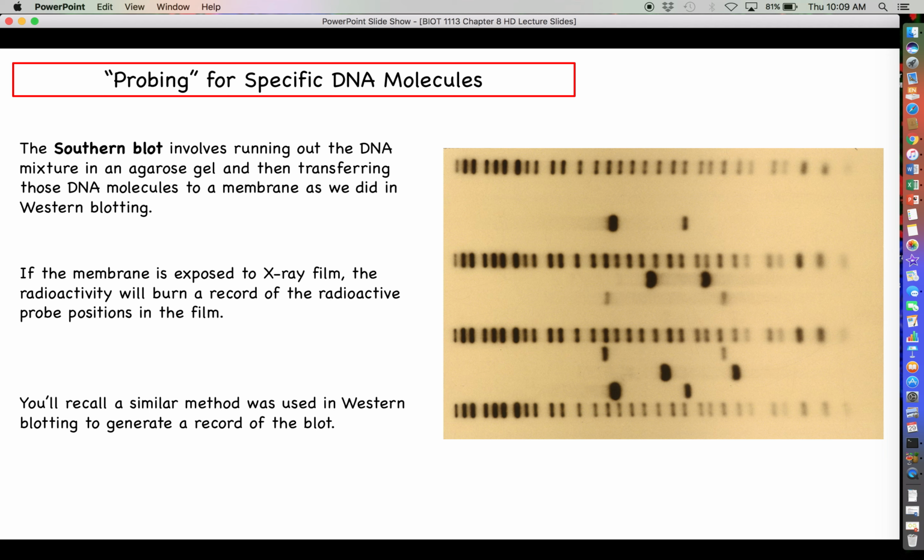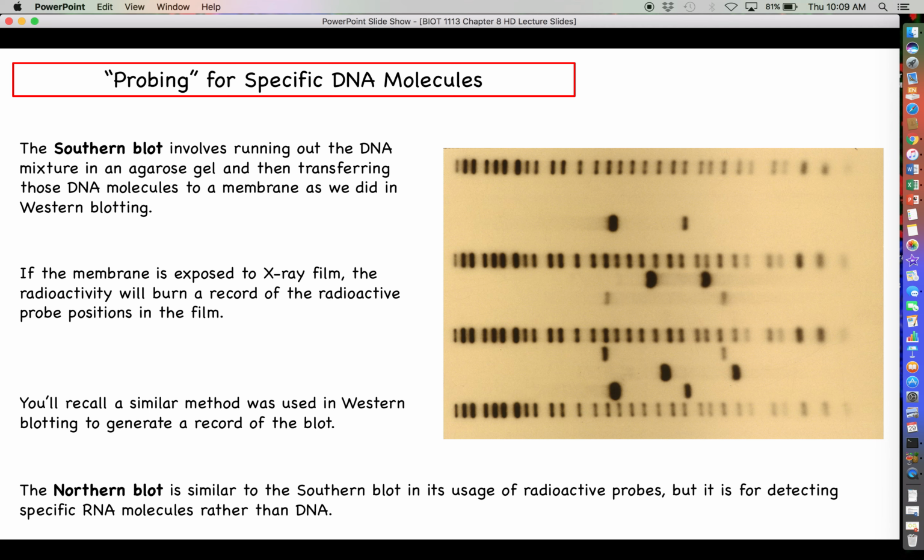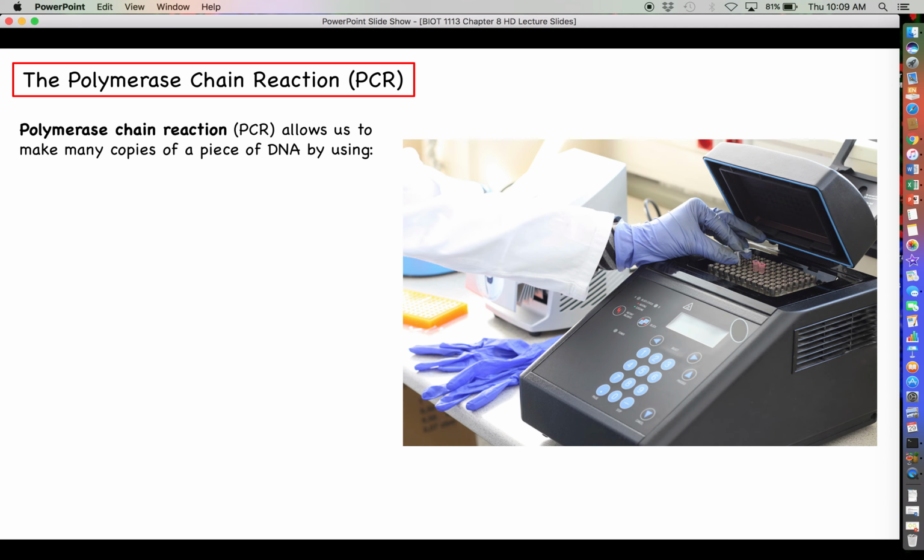The major difference between the southern blot and the western blot, obviously, is that it's DNA versus proteins, and then with southern blots, we actually do not need antibodies. We have the probes that will bind to particular DNA sequences. And then it is worth mentioning that there is such a thing as a northern blot, which is almost exactly the same thing as a southern blot, except it is not for DNA molecules, it is actually for RNA molecules. But with RNA molecules, you are still taking advantage of complementary sequences, so the usage of probes is basically exactly the same.